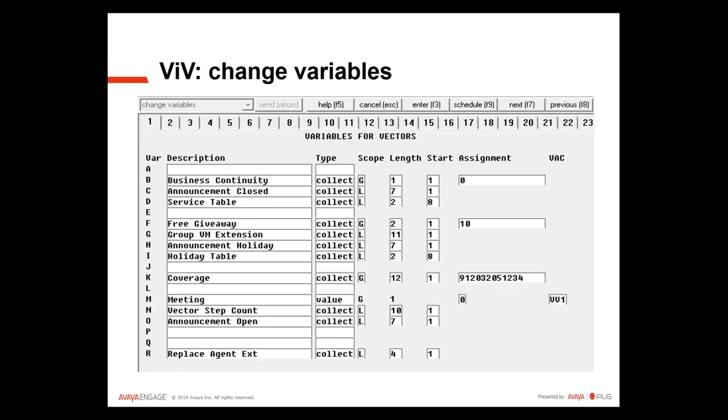I use all collect, except for this one, meeting, here as a value. We'll cover that off. That's going to be an example of a vector variable that you can use with a feature access code. So you'll see there that there's a VV1. We'll cover that later on. The rest are all going to be collect.